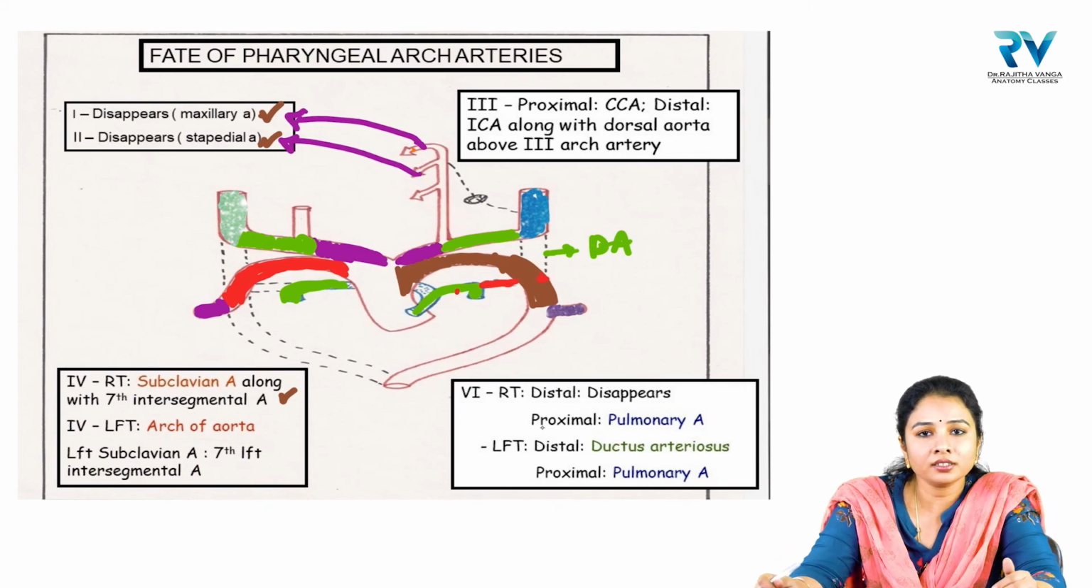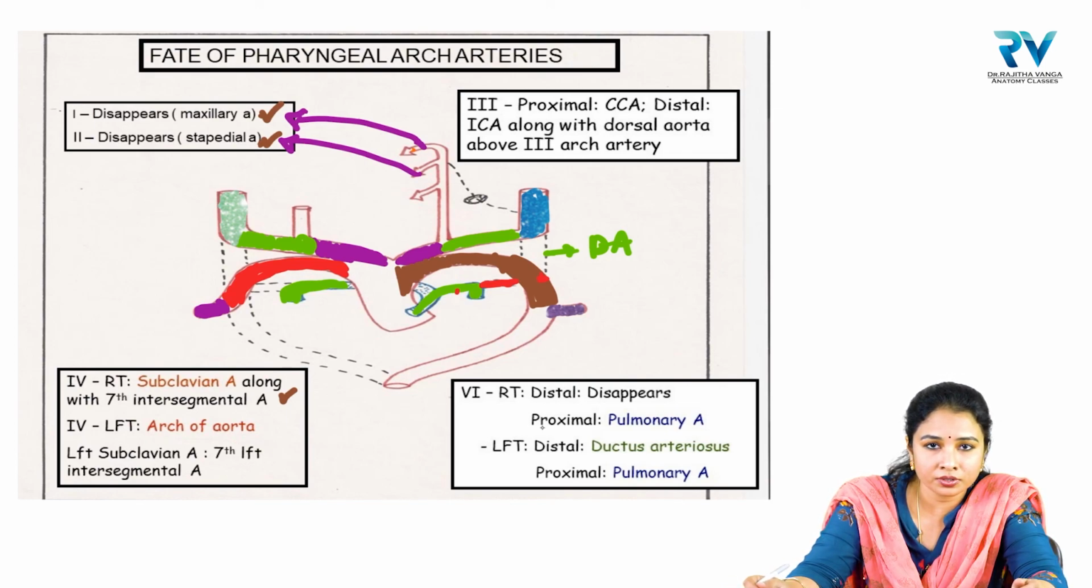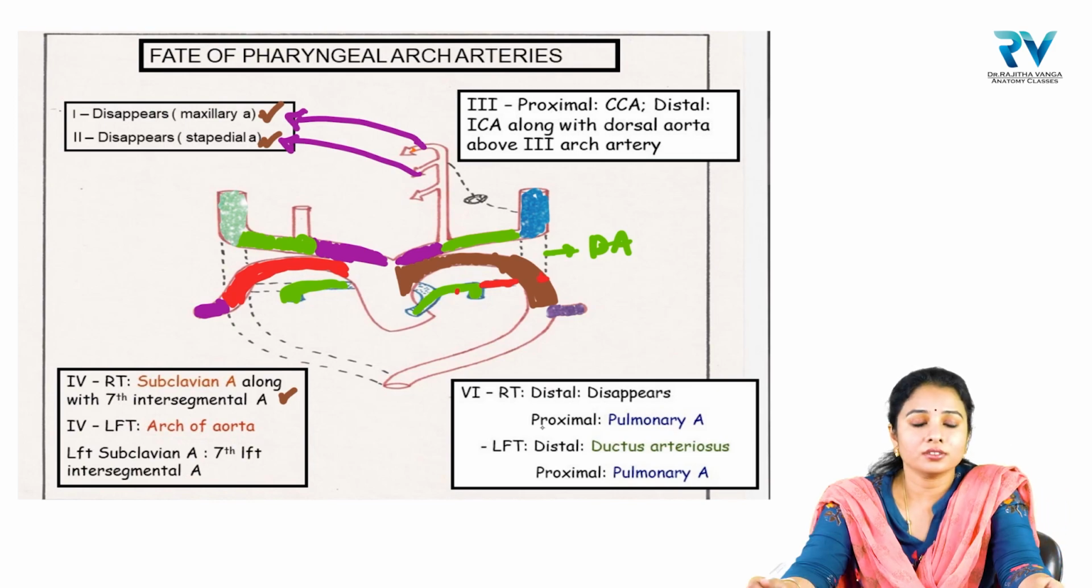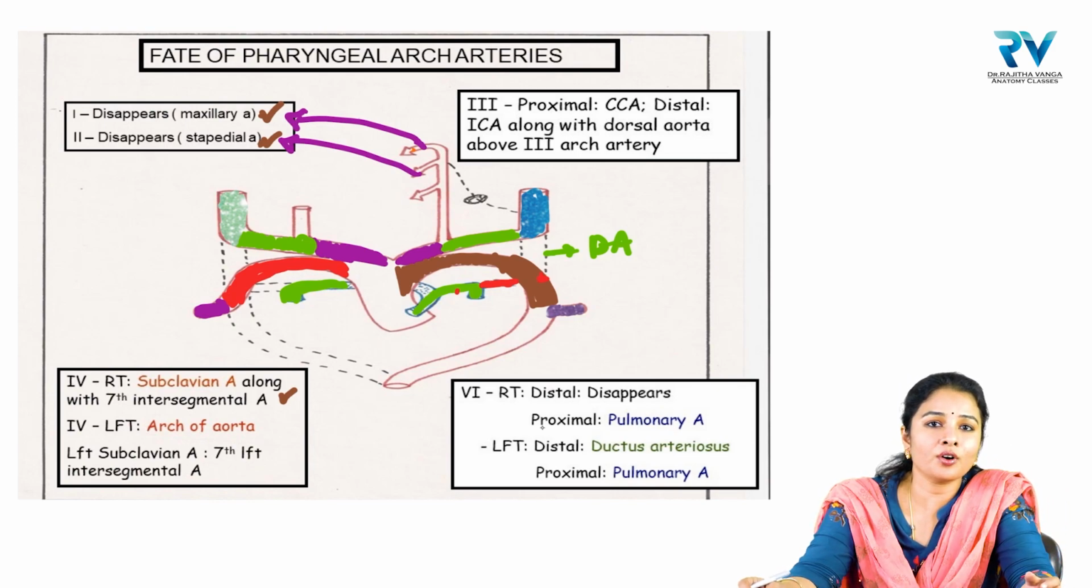And this ductus arteriosus will form the ligamentum arteriosum in adults. So it is a temporary communication during fetal life, and just before birth it obliterates to form the ligamentum arteriosum in adults. So this is all about the fate of pharyngeal arch arteries or aortic arch arteries. Thank you.